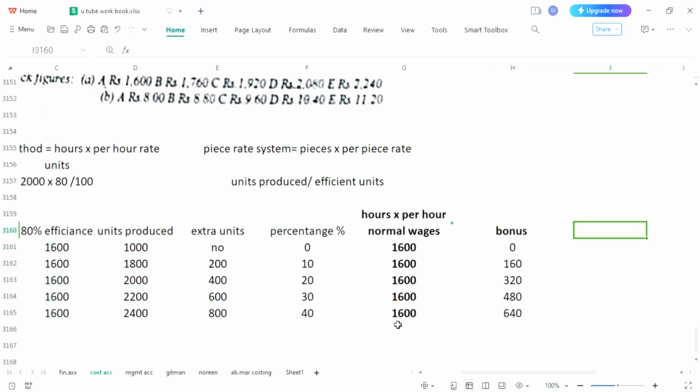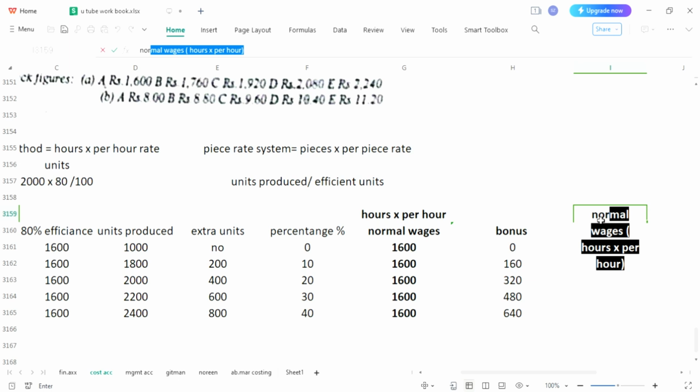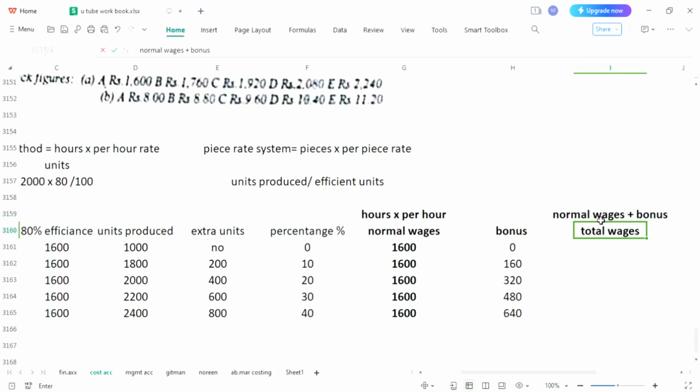Now we can calculate our total wages. How would you calculate total wages? Normal wages plus amount of bonus. Here you can write normal wages plus amount of bonus. So normal wage is 1600 and you need to add bonus 0. 1600 would be the first answer of total wages.